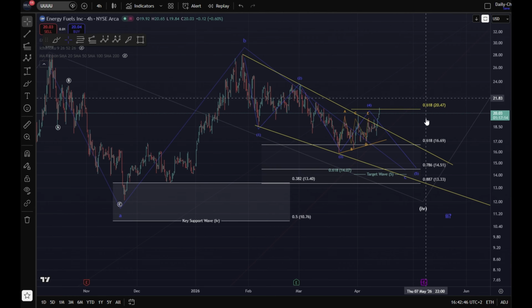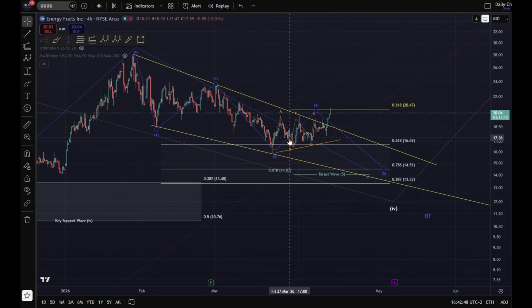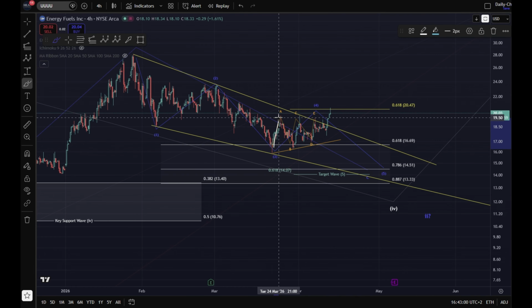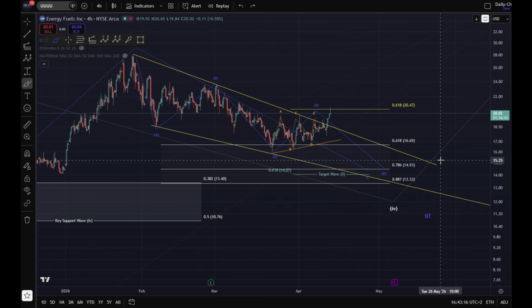And the idea in my last update was that we're potentially forming here a triangle, and that we were looking for one more low into the 5th wave, because these triangles often break to the opposite direction. And as you can see here, A, B, C, D, E, that would be in line with the 5th wave to the downside, breaking below this orange trend line. But now the price is trying to break out to the upside.